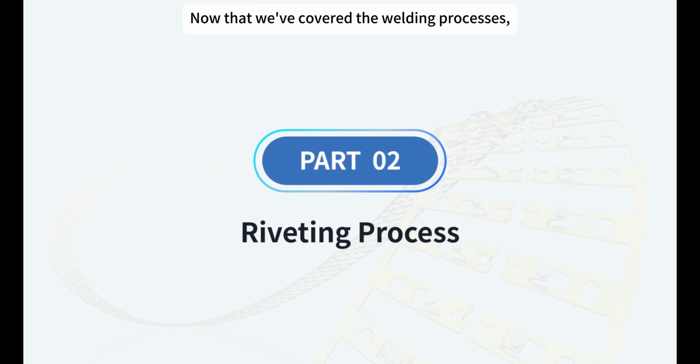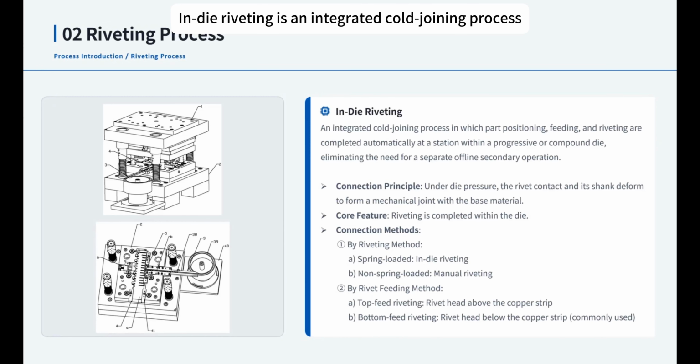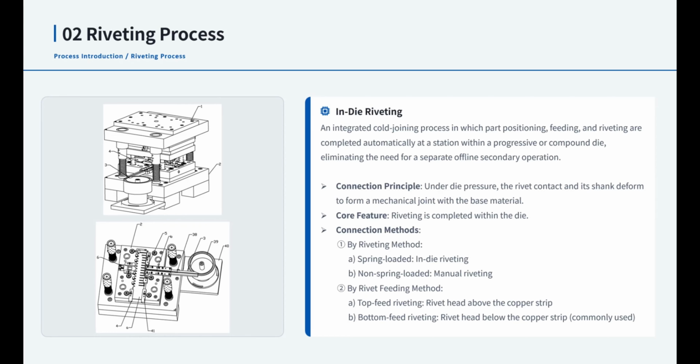Now that we've covered the welding processes, let's move on to part 2, riveting process. In-die riveting is an integrated cold joining process carried out within the progressive or compound die. Part positioning, fitting, and riveting are completed automatically, eliminating the need for separate secondary operations. During the process, die pressure deforms the shank of the contact rivet, mechanically locking it to the base material.